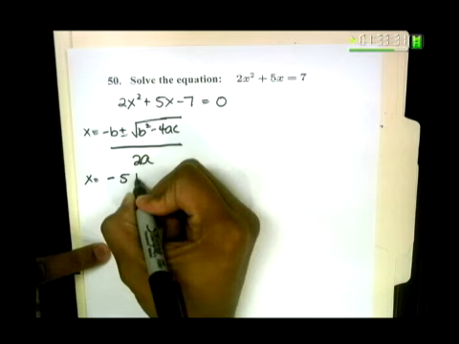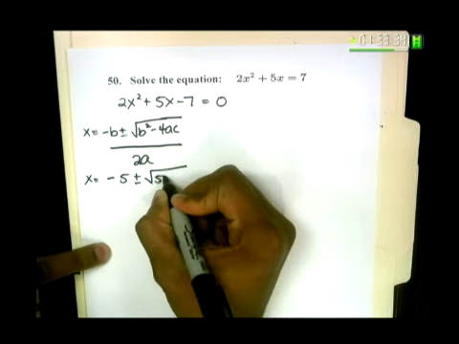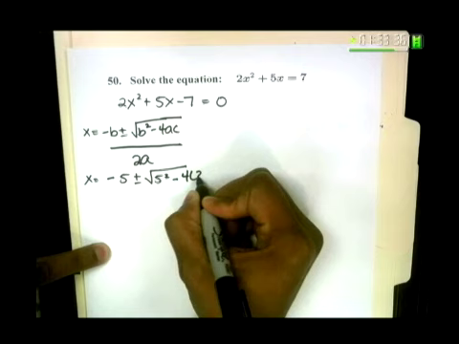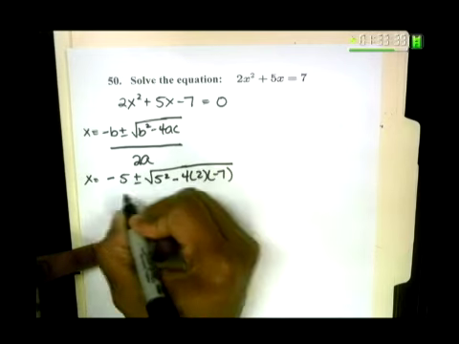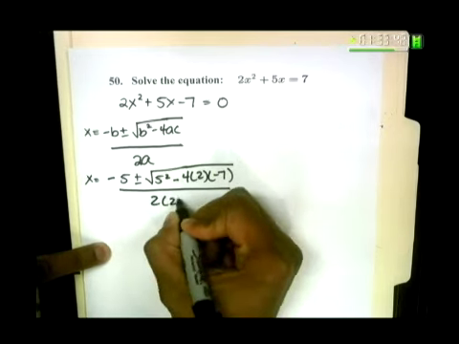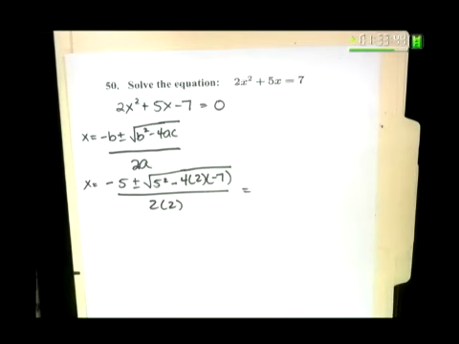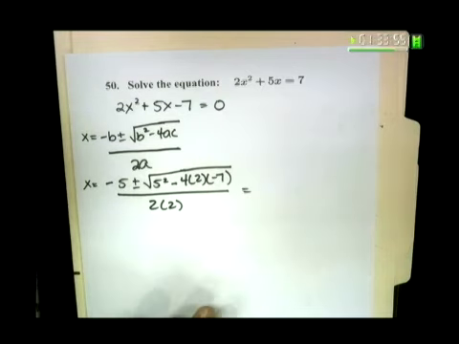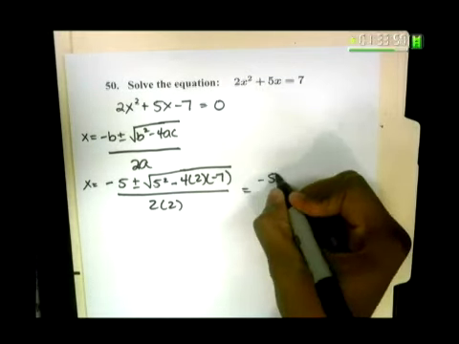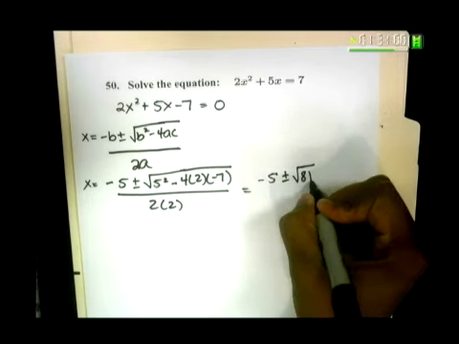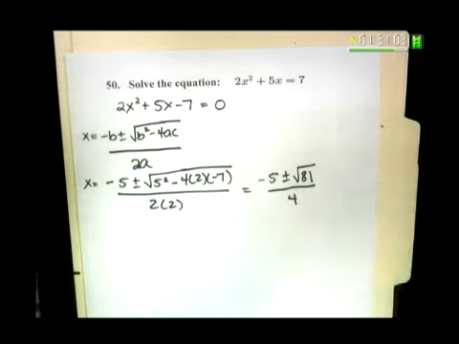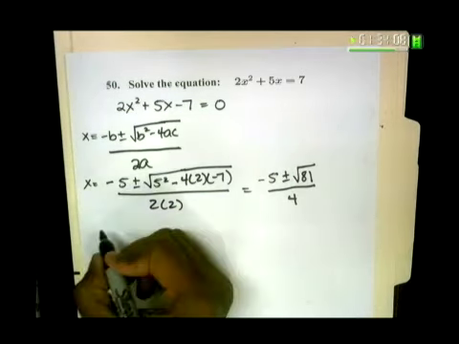So in this case, we have x equals -5 plus or minus the square root of 5 squared minus 4 times 2 times -7, all over 2 times 2. With these problems, in the beginning of the semester we were just looking at real solutions. Now we can also find complex and imaginary solutions, so you want to make sure that you can do both. This one works out to be -5 plus or minus the square root of 81 over 4. Do all of the calculation.